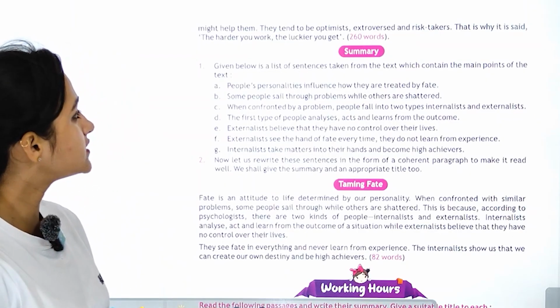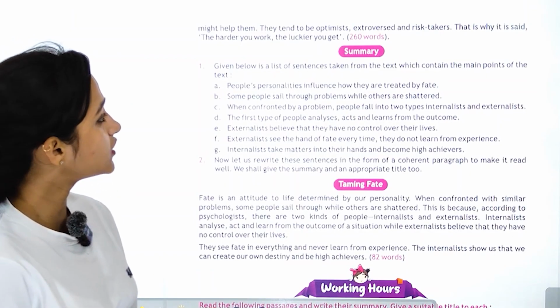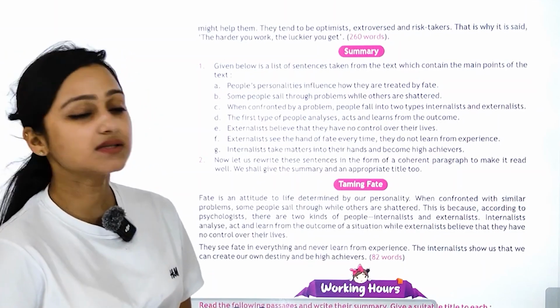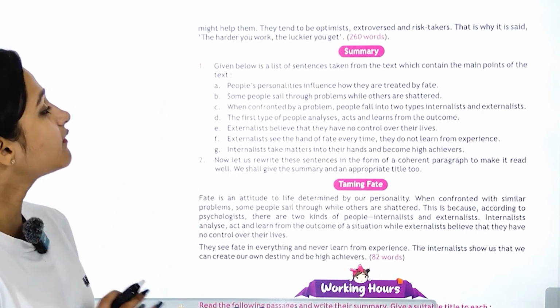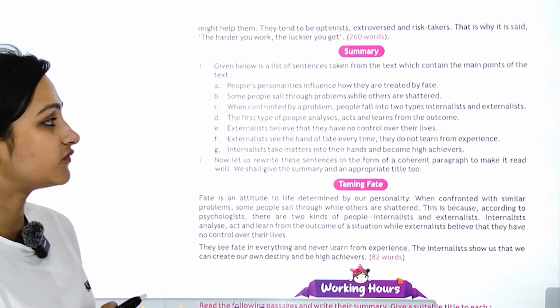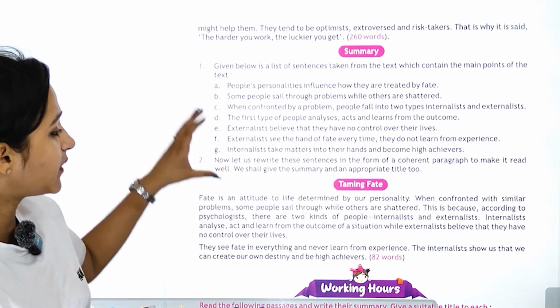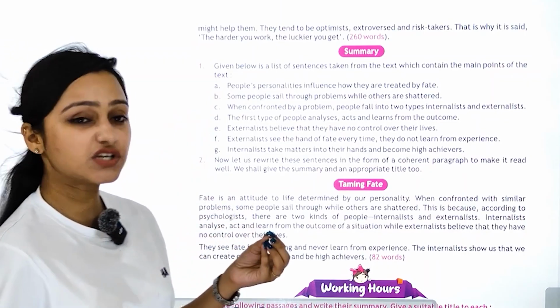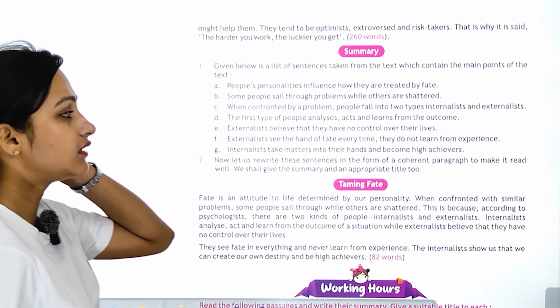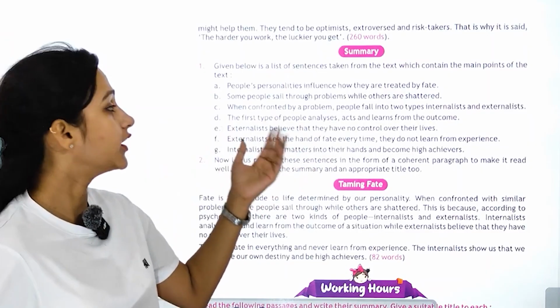That is why it is said, the harder you work, the luckier you get. This is just 260 words and you have to summarize it. You can summarize like this. Given below is a list of sentences from the text which contain the main points. Here the main points हैं like people personalities influence how they are treated by fate.